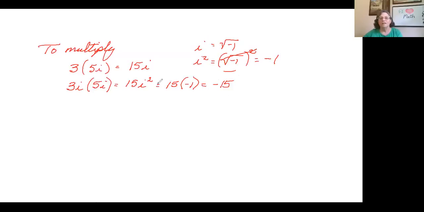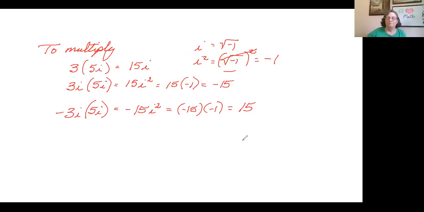Now let's look at that again. Anytime you have an i squared, you're multiplying by negative 1, which changes the sign. If we had a negative 3i times 5i, we would have a negative 15i squared, which would be a negative 15 times a negative 1, which will turn out to be a positive 15. Anytime you have an i squared, it just changes the sign because it's just a negative 1.